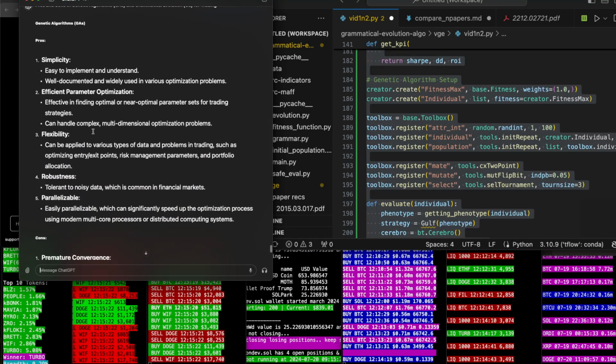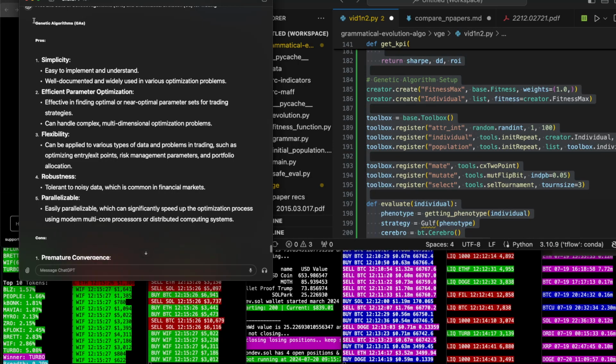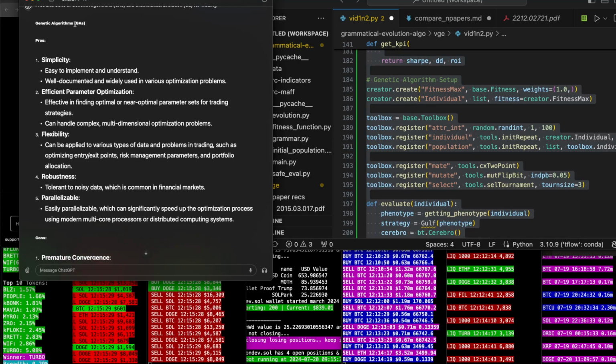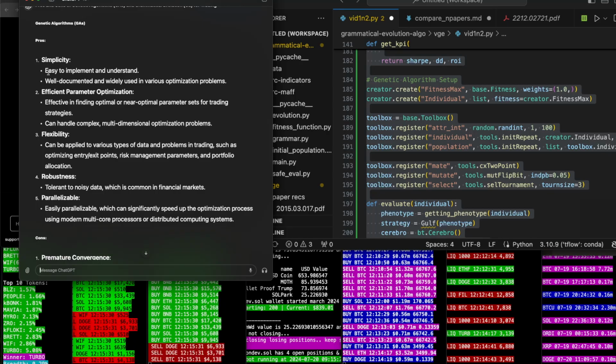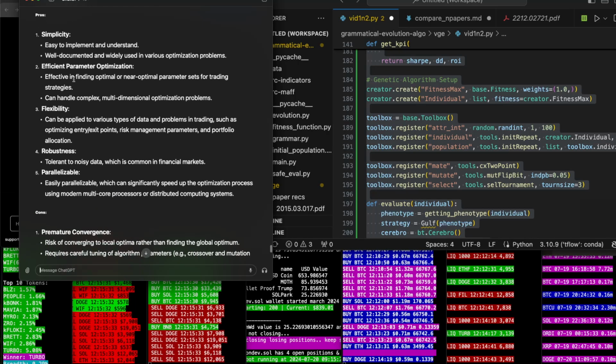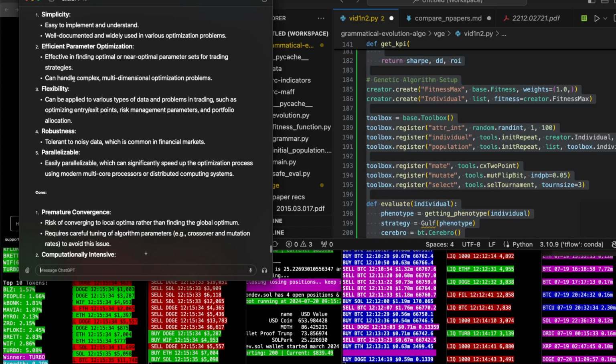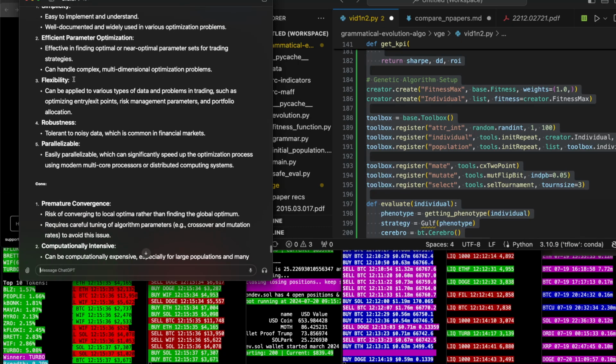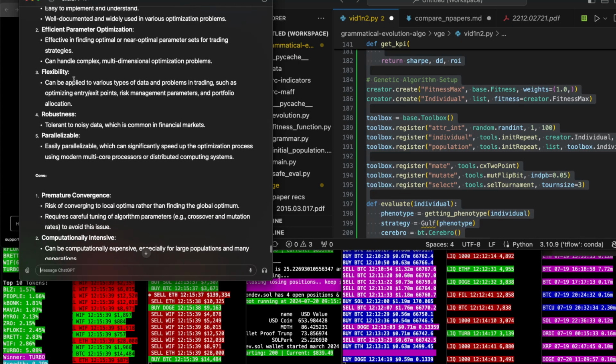Genetic algorithms, pros and cons. They're easy to understand. Genetic algorithms, GAs: easy to implement and understand, well documented and widely used in various optimization problems. Efficient parameter optimization, effective in finding optimal or near optimal parameter sets for trading strategies.